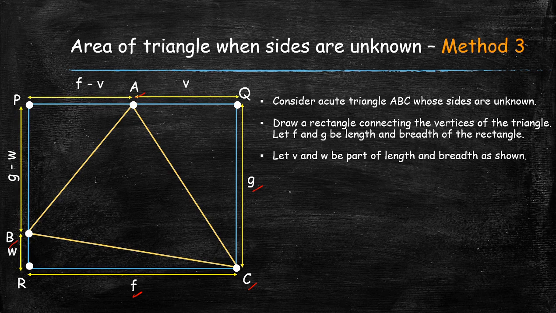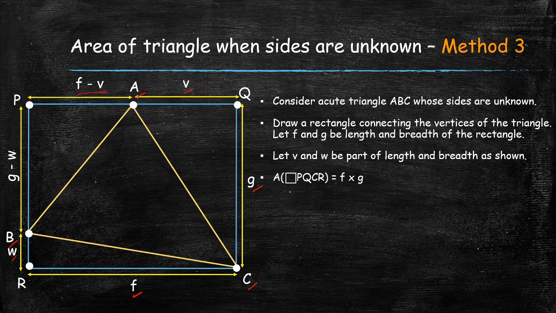Now I have added V and W as parts of the length and breadth as shown. You can see V is AQ and W is BR. Now using V and W, we found that side AP, which is a part of PQ, has a length of F minus V. And using G minus W, we found that the length of PB, which is a part of PR, is G minus W.